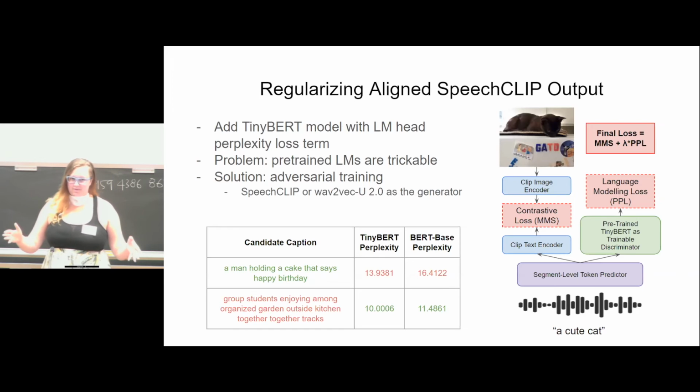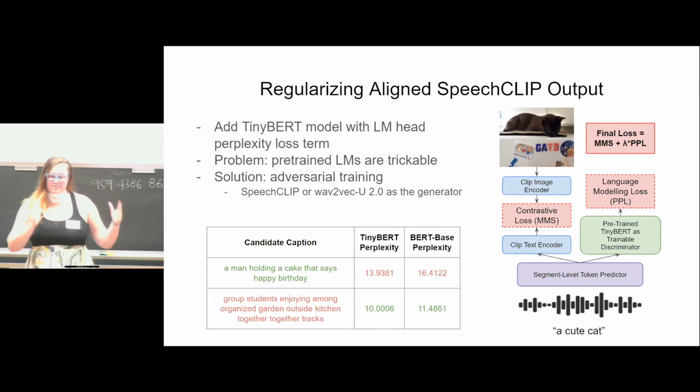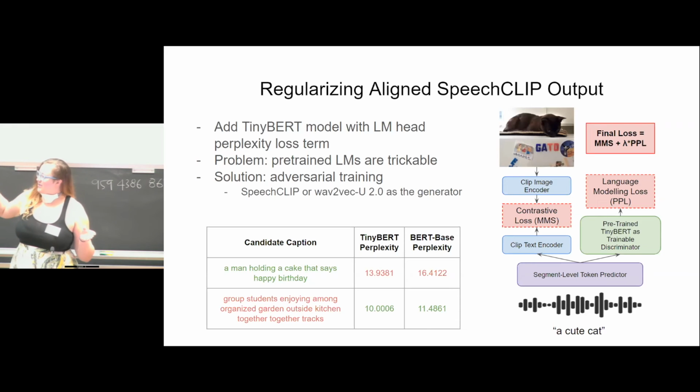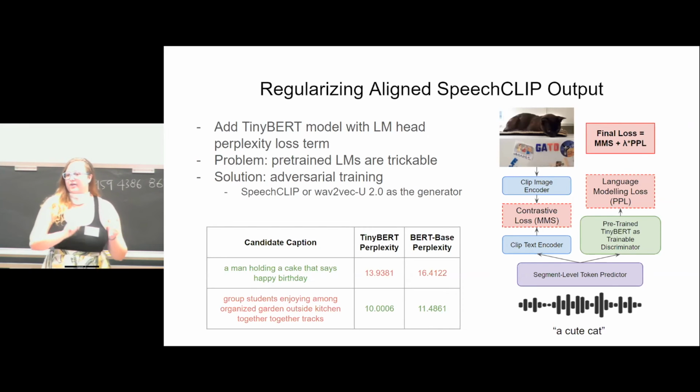So our approach to address this is to add another loss term that pays attention to the form of the output instead of just the semantic content of the output. The way that we do this is we take a pre-trained TinyBERT model with a language modeling head, and we feed the predicted sequences both into the clip text encoder and into that model, and use the perplexity over those sequences as a loss term.